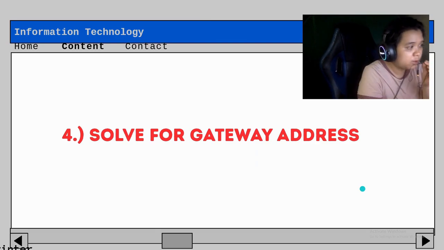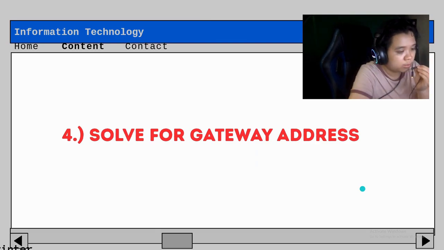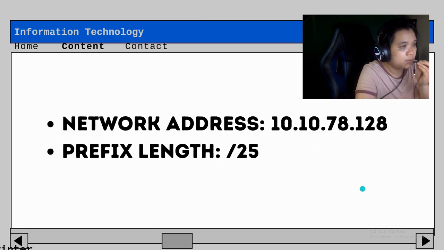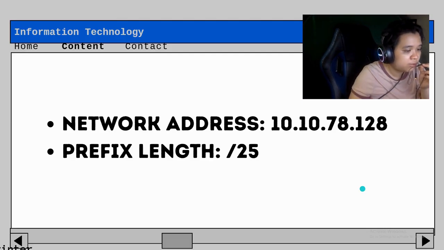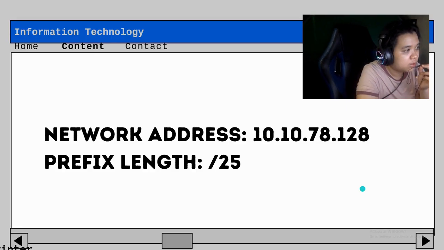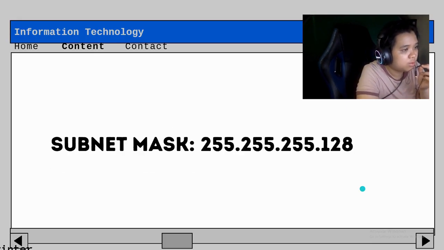So for number 4, we are going to solve for the gateway address. We are given the network address 10.10.78.128 with the prefix /25, which we have solved earlier. First, we convert the prefix to its subnet mask, which is 255.255.255.128. Then we calculate the block size by subtracting 128 from 256, giving us 128.